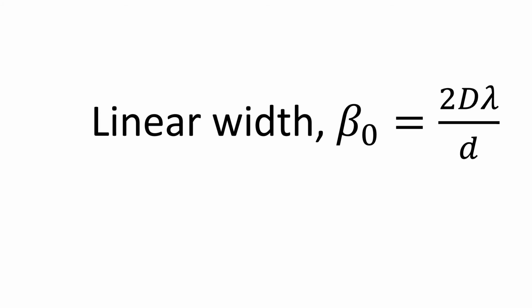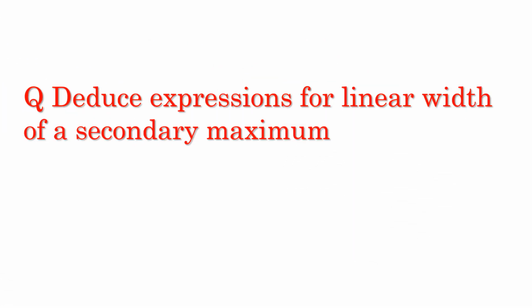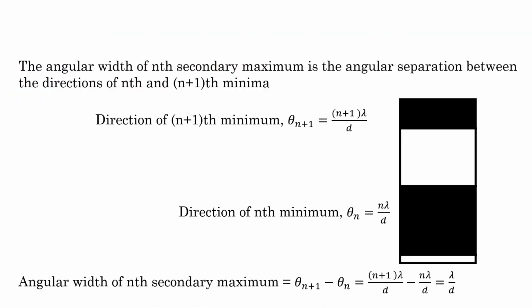Moving to our next question. Deduce the expression for the linear width of the secondary maxima. So to find out the expression for the linear width, just like in our previous case, first we have to find out the angular width of the nth secondary maxima. That means any secondary maxima, whether it be your first secondary maxima, second secondary maxima, third secondary maxima. So I have said nth secondary maxima.